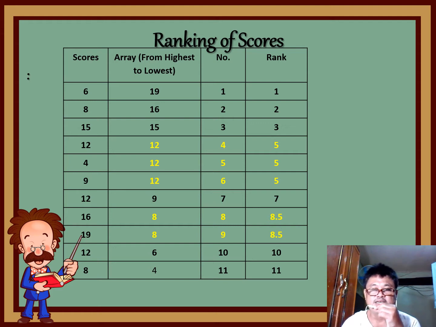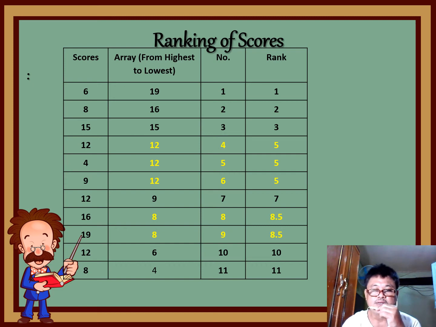And then the next score is 9, which is opposite the number 7. Therefore, the rank will be 7 also. So it is 7 because the three numbers there, 5, 5, and 5, occupied 4, 5, 6. So that will be followed by 7.